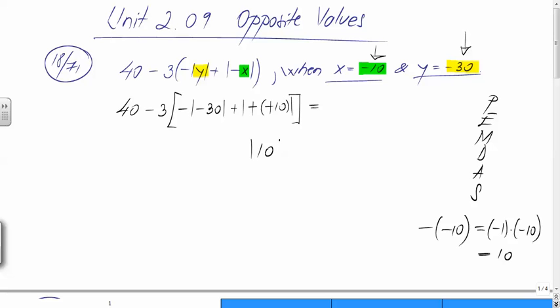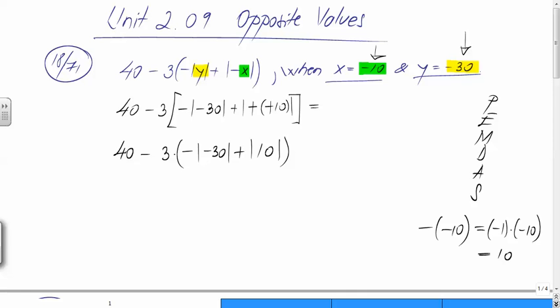It will be absolute value of 10. Everything else, let's keep the same way it is, right? These are inside the parentheses, and my expression stays 40 minus 3 times, in parentheses, I got absolute value of -30, negative absolute value of -30, right?